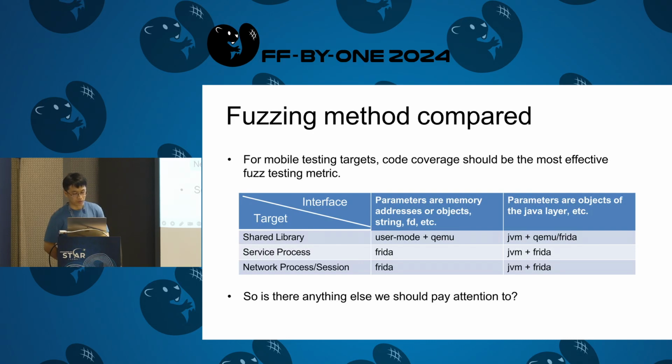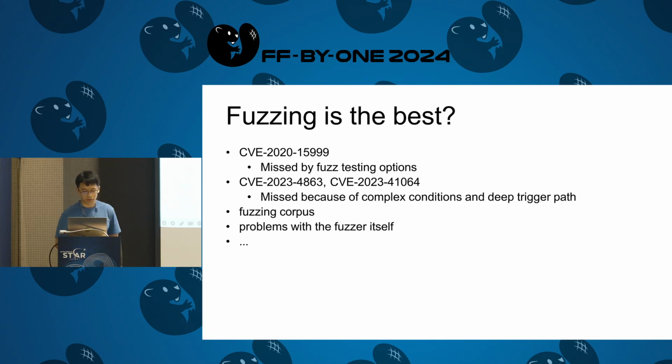So is there anything else we should pay attention to? As we mentioned before, CVE-2020-999 was missed by fuzzing operations, and CVE-2023-4863 was missed because of complex conditionals and deep code paths. Another point is that the seed source of fuzzing always affects some aspects. Sometimes it is difficult for us to find seed files that can accurately trigger deep level code. In addition, fuzzing tools themselves usually have various problems. For example, Frida is very unstable and prone to crash in actual usage several times, and its testing speed is very slow. And due to the particularities of mobile Frida code coverage crashing, multi-process parallel fuzzing is also very difficult to implement.